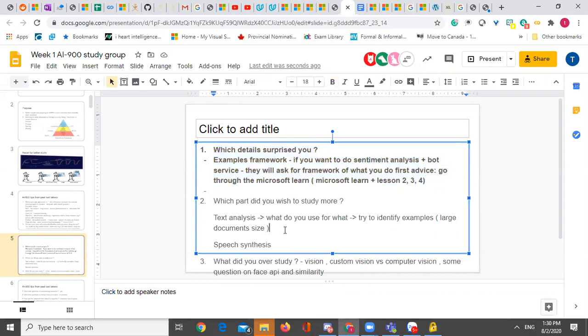Okay, and the part he wishes he studied more is text analysis. We have had a very short time on text analysis, because we studied computer vision first, and then text analysis we only had yesterday's session, and I don't think we have time to go through it again. So pay attention to that. Also, try to identify the examples that I mentioned earlier in this session.